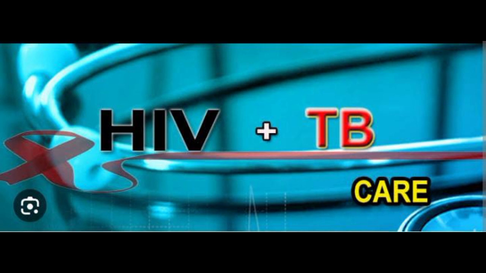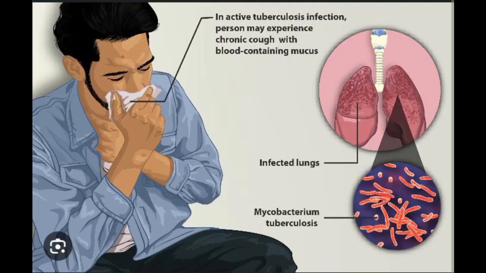Ethambutol can cause night blindness and joint pains. And then we have another medicine called pyrazinamide. This can cause nausea, vomiting, and joint pains. These are some of the key information about TB and HIV. TB, which is tuberculosis, and HIV.